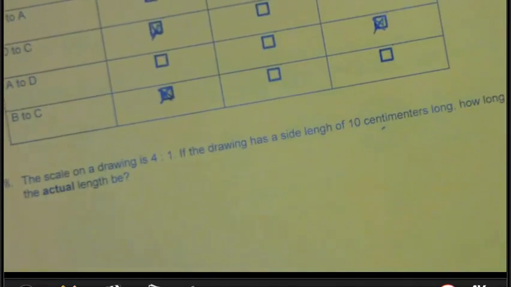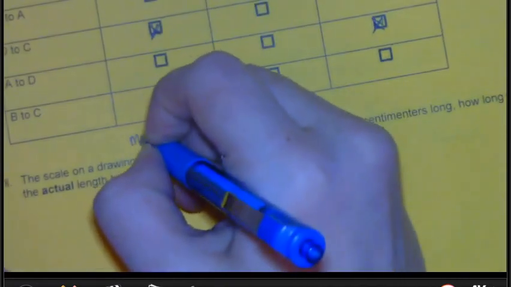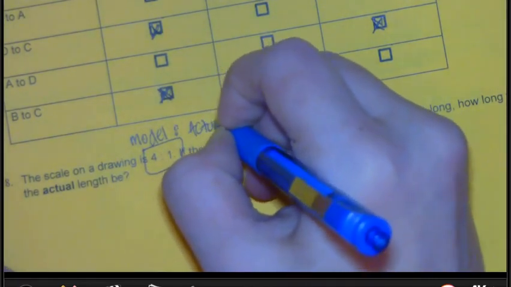All right, number 18, the scale drawing on the map is 4 to 1. If the drawing side length is 10 centimeters long, how long is the actual length going to be? Okay, so even though it doesn't give us anything as far as which one is the actual and which one is the model, when you see something like this, it is always going to be used as model to actual. Okay, we learned about this a little bit ago.